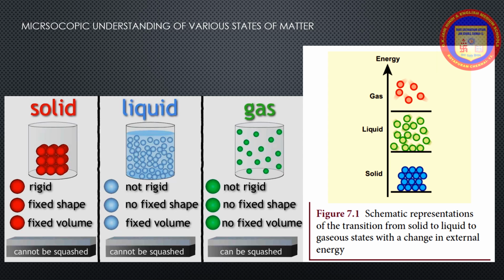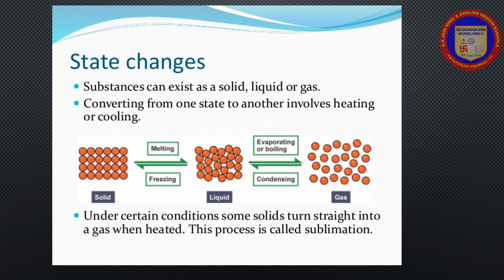Now here is the diagram, the schematic representation of the transition from solid to liquid to gaseous state with a change in external energy. In solids, as we have discussed, the molecules are very closely packed, and in liquids there is a little bit of space where the molecules can move, and in gases they are able to move freely as well as quickly.